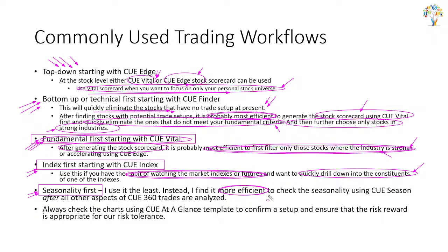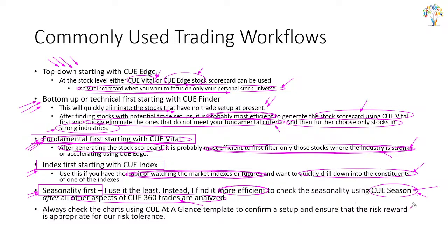Time is of the essence. For seasonality, I find it more efficient to check using QSeason. QVital has one component of that. I check the seasonality after checking all the other Q360-degree trade aspects. That is, if I am shorting, I make sure that the industry is weak, fundamentals are weak, and technically I have a short setup, then I may look at QSeason.